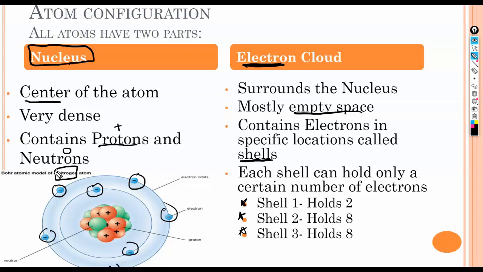Each shell can only hold a certain number of electrons, and what we're really going to focus on in this video and the next video is the electrons in the outer shell, the outside shell, and those electrons are going to be called valence electrons. Okay, so I'm going to go to the next slide.